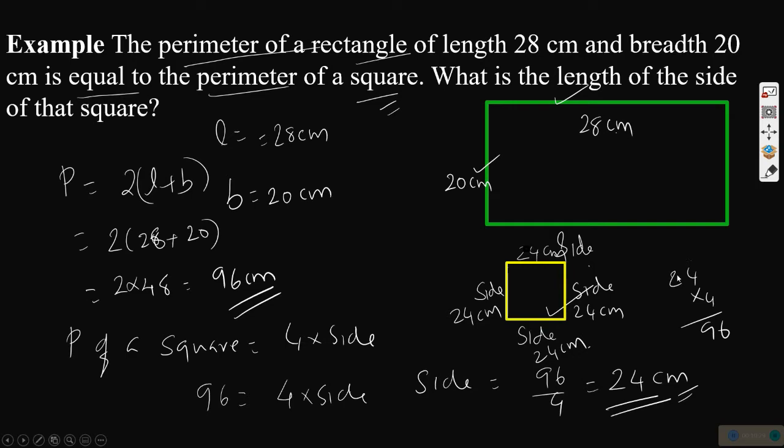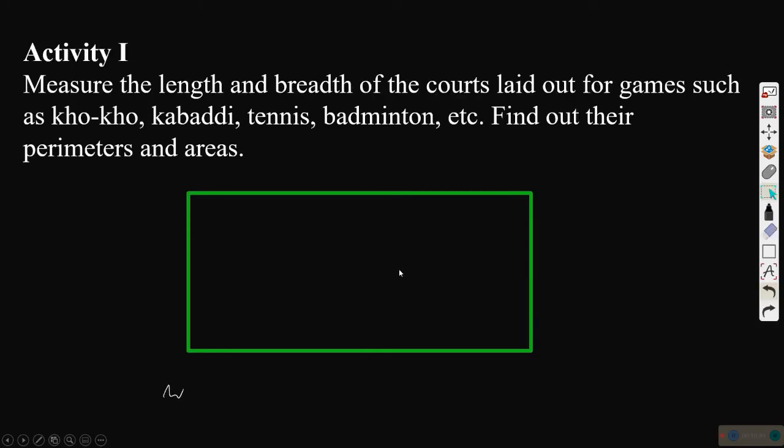Let us go ahead. Okay, here is another activity type question. Measure the length and breadth of courts laid out for games such as Kho-Kho, Kabaddi, tennis, badminton, etc. Find out their perimeters and areas. This is given as an activity for you. You can go to the Kho-Kho ground, kabaddi ground, tennis ground, badminton ground and find out its perimeter and area practically.